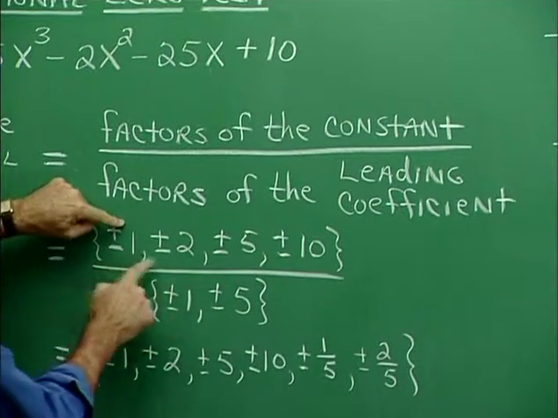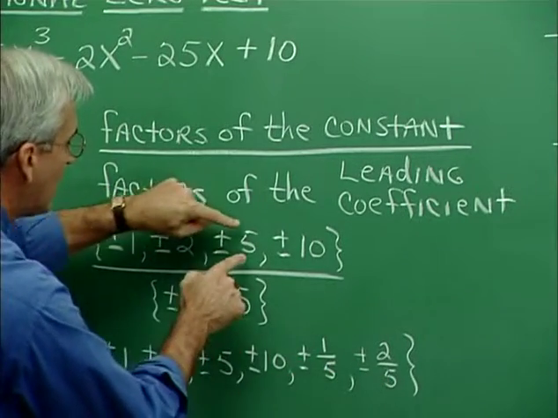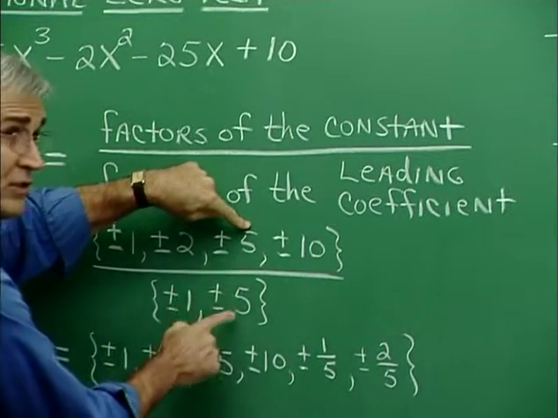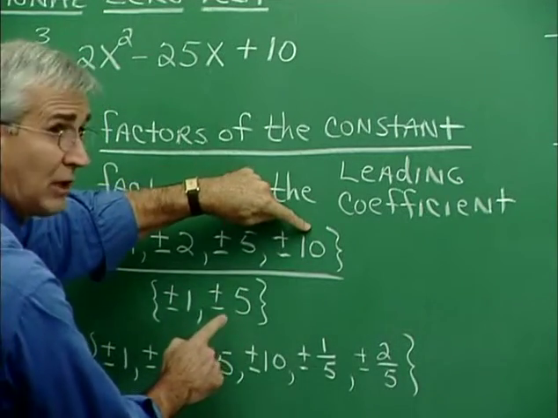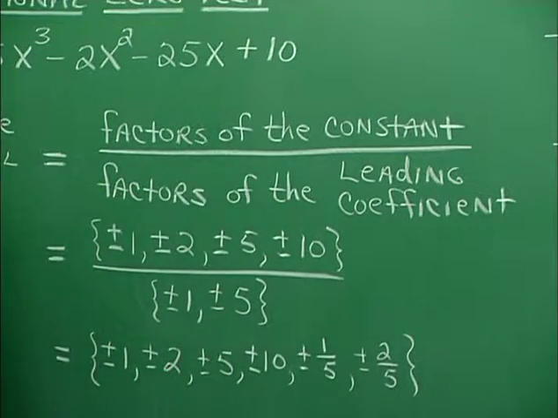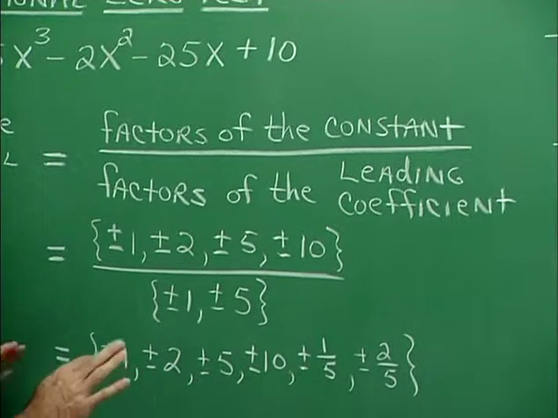Plus or minus 1 over 5, plus or minus 2 over 5, and then plus or minus 5 over 5 is just 1. We already have it in there. Plus or minus 10 over 5 is plus or minus 2, and we already have it in there. Now we have this list of all of the possible rational zeros.